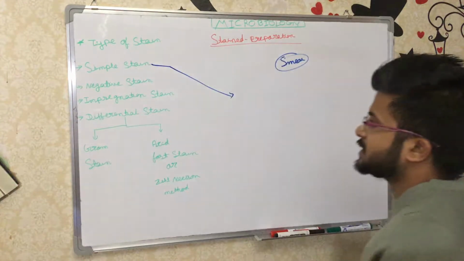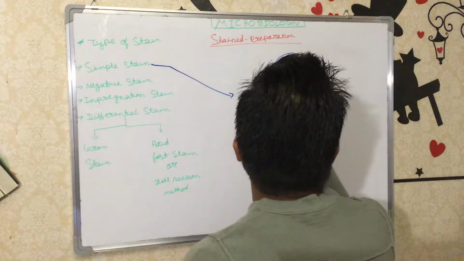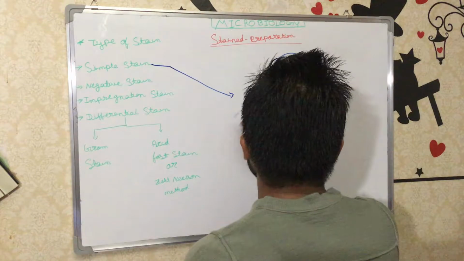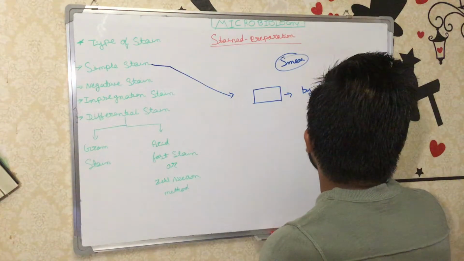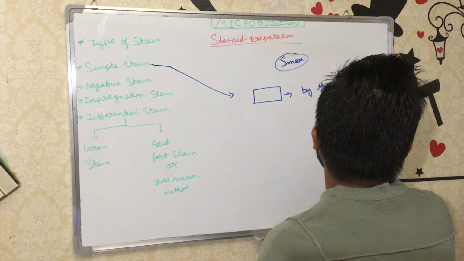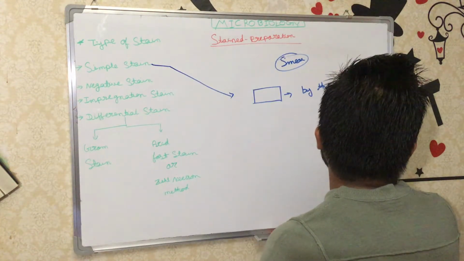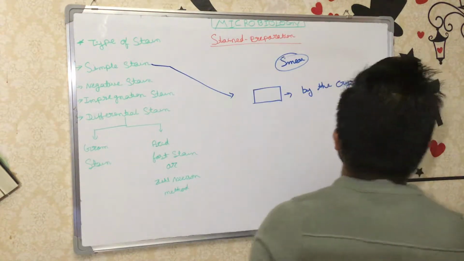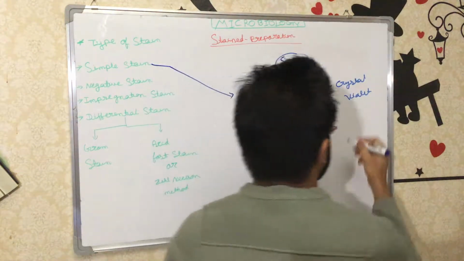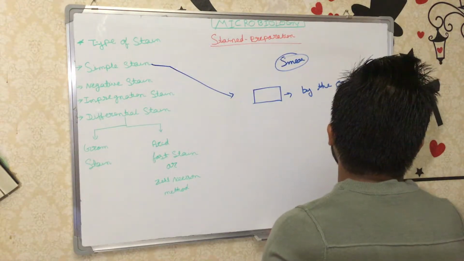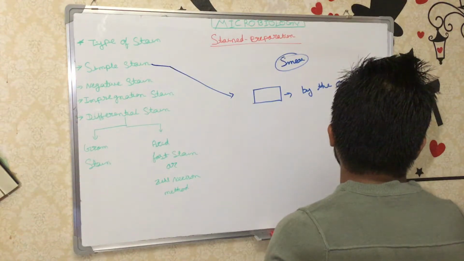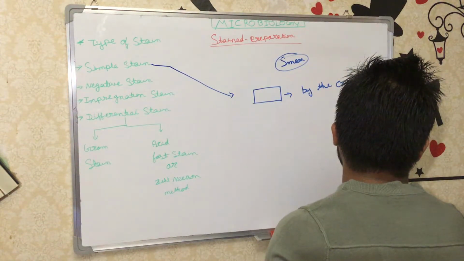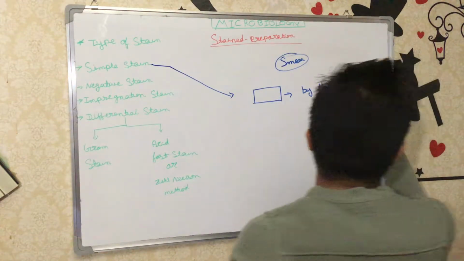So now let's go to the simple stain. What is the simple stain? Simple stain means we take the smear, that is, we take a slide, and on the slide we use crystal violet. What is crystal violet? Crystal violet is a blue color, or gentian violet, or we can say methylene blue. These three molecules.